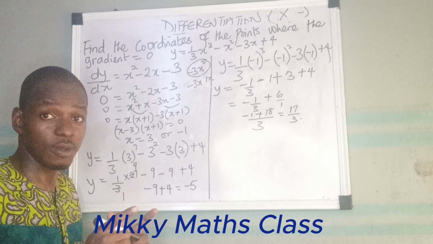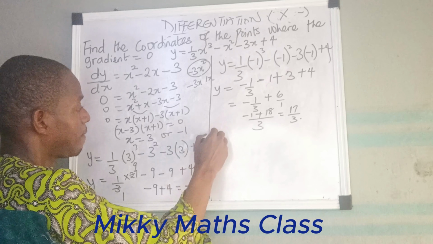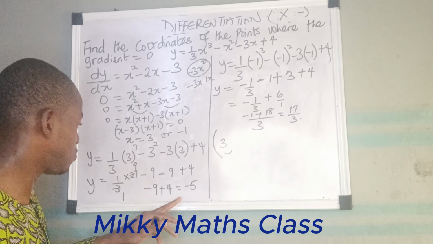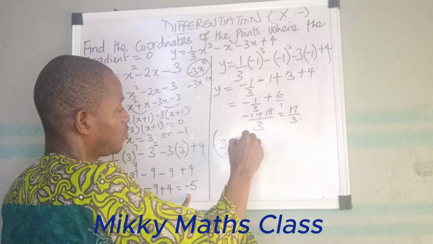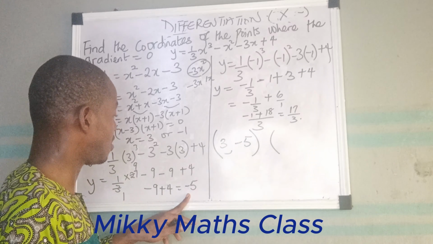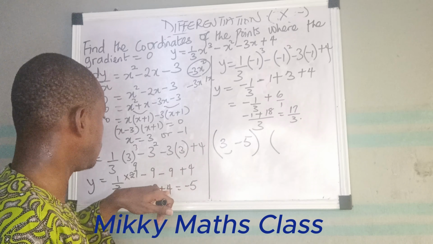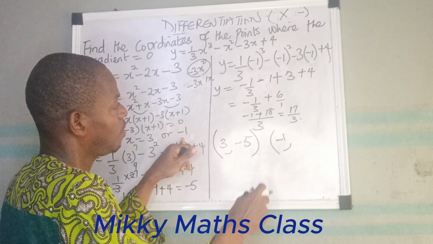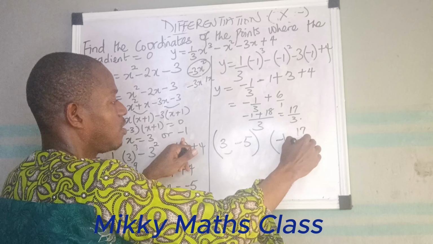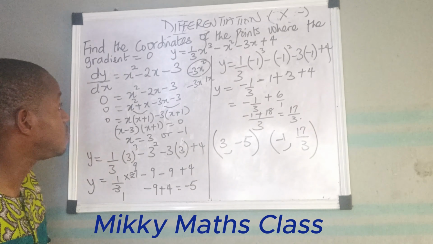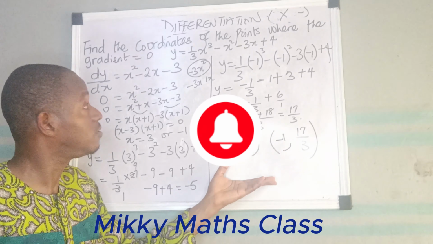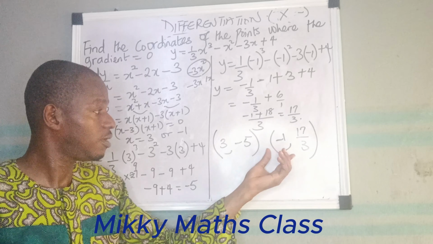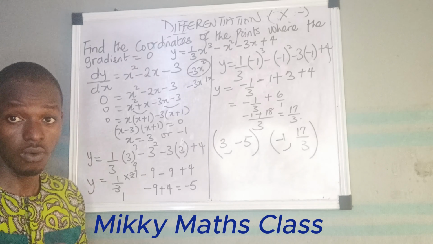So the coordinates of the point: when x is 3, y will be negative 5. So these are the coordinates. This is how you represent your final answer. When x is negative 1, y will be equal to 17 over 3. So this is the answer. These are the coordinates of the points where the gradient is 0 for this function: 3 and negative 5, negative 1 and 17 over 3.